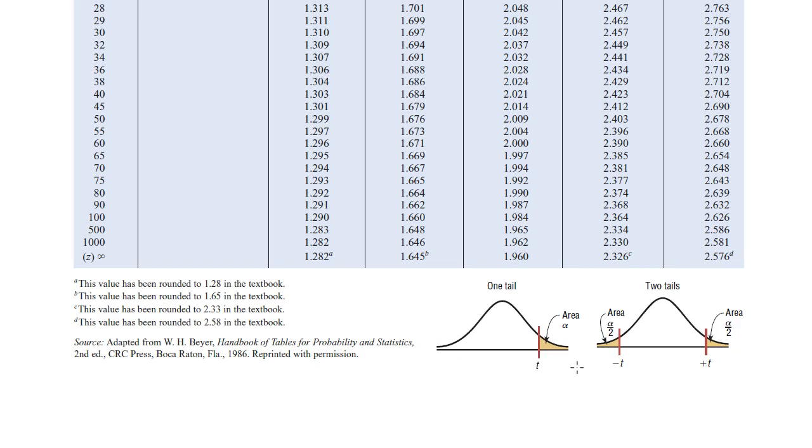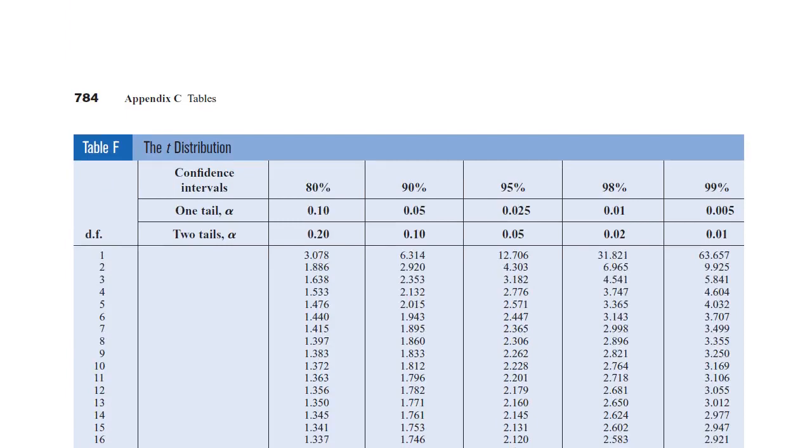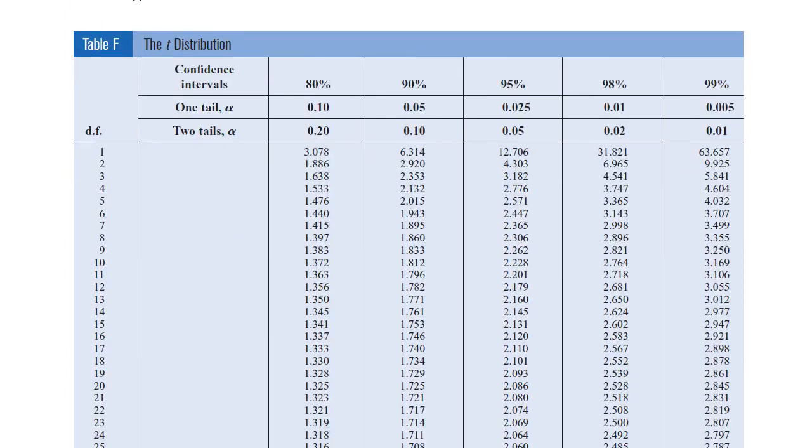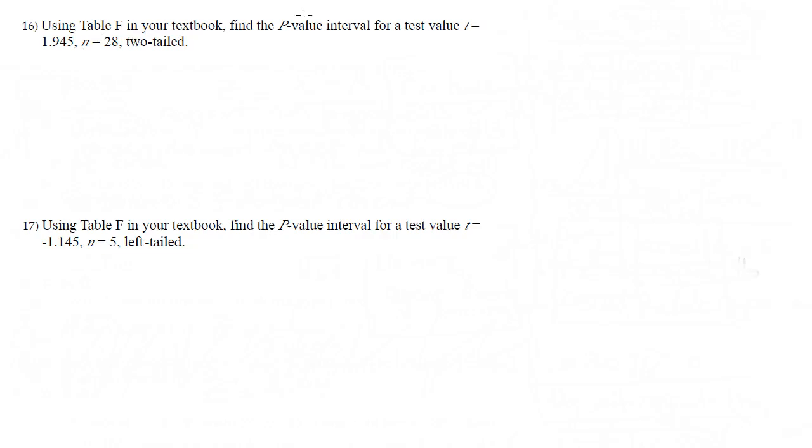But again, this is symmetric as well, so if we have the area to the right of t, we also know the area to the left of negative t. Right? So let's do it. So using table F in your textbook, find the p-value interval for a test value t is 1.945, n is 28, two-tailed.